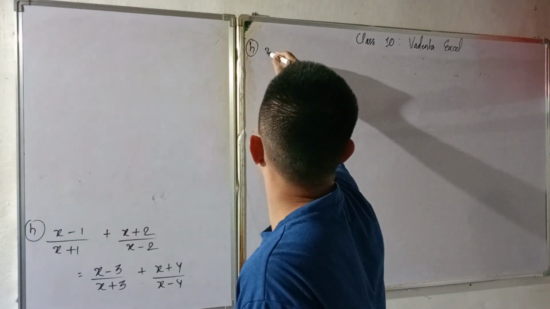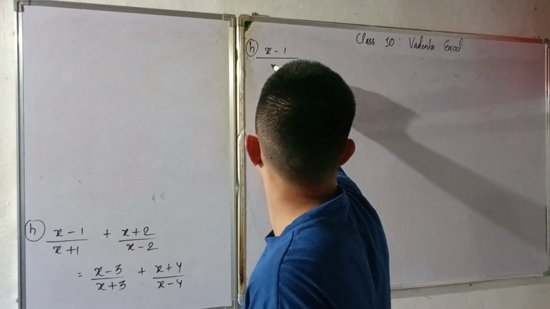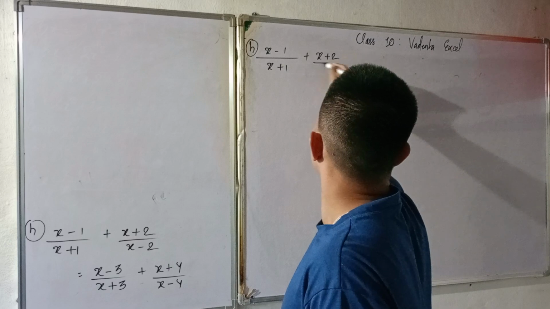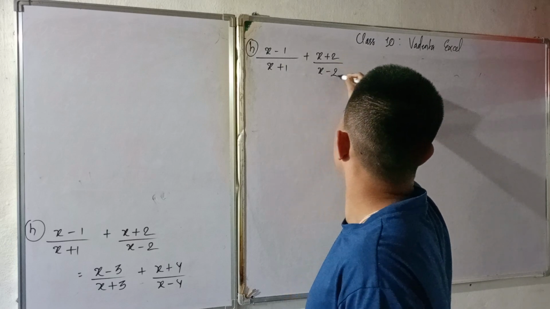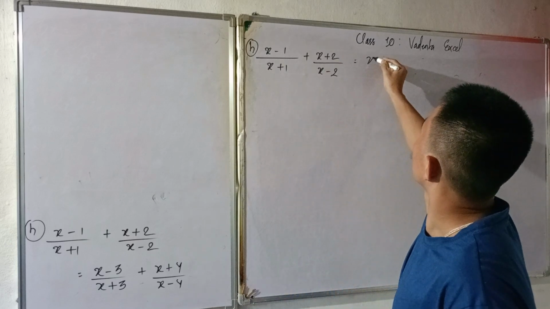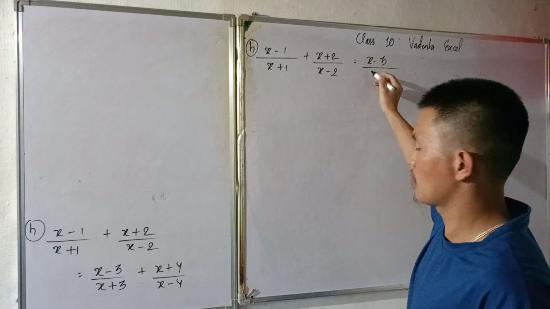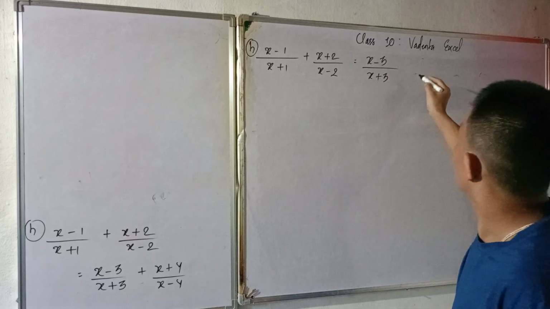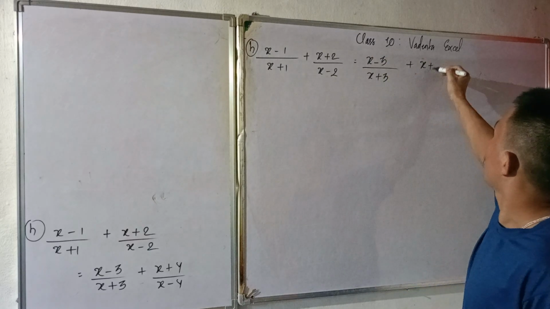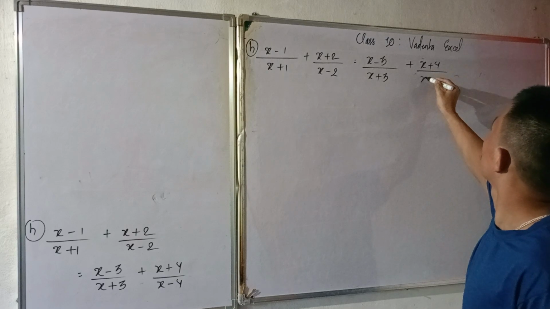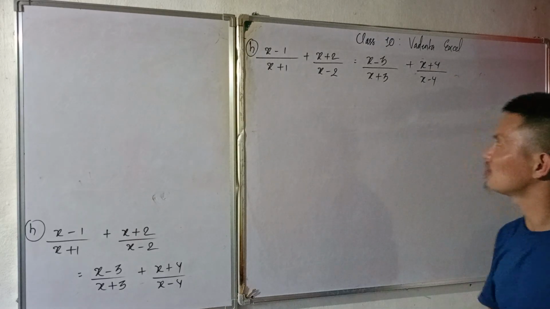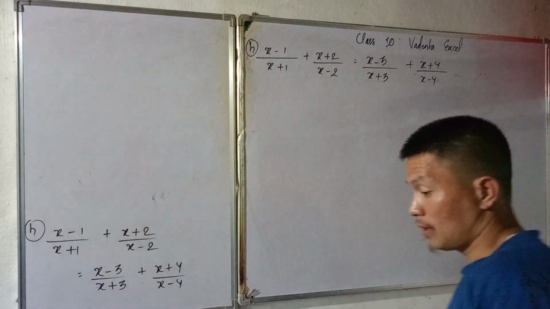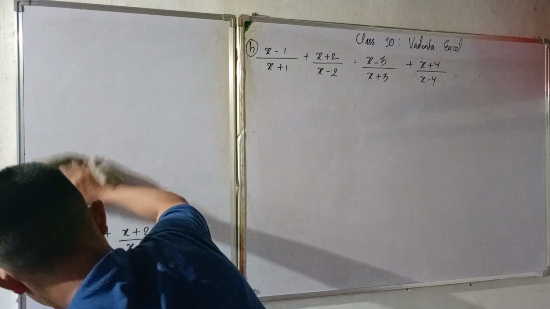We have x minus 1 times x plus 1 plus x plus 2 times x minus 2 is equal to x minus 3 times x plus 3, another is x plus 4 times x minus 4. I think this will take a lot of space, I guess. That's why I'm doing this.